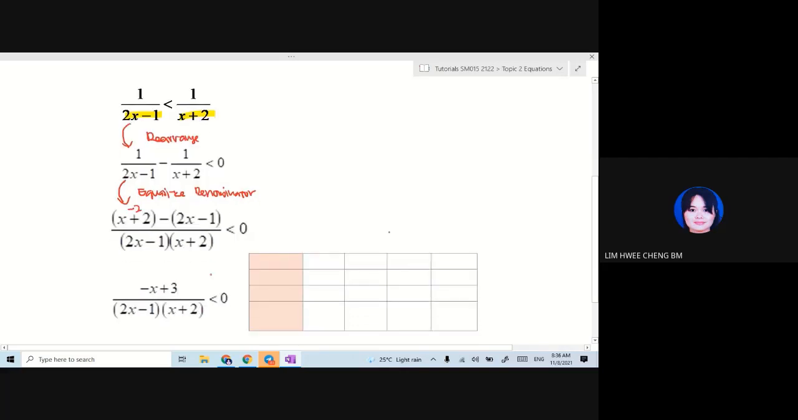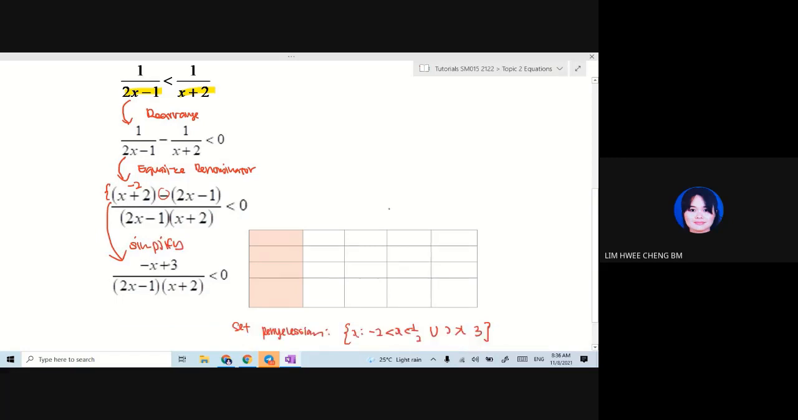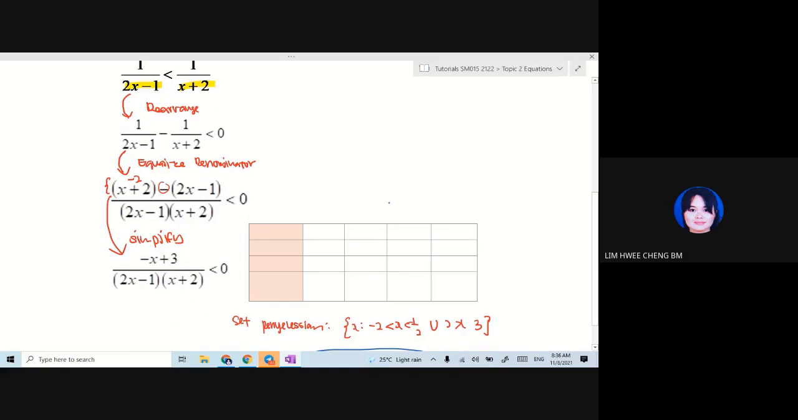Belum lagi. Kembangkan. Sini ke sini kita belum simplify. Nampak ada ini pelik ya. Simplify dulu. Okay, baru kita buat. So for this, 3. 2x minus 1, 1/2. X plus 2, negative 2. So sekarang you have the rough idea already how to do.